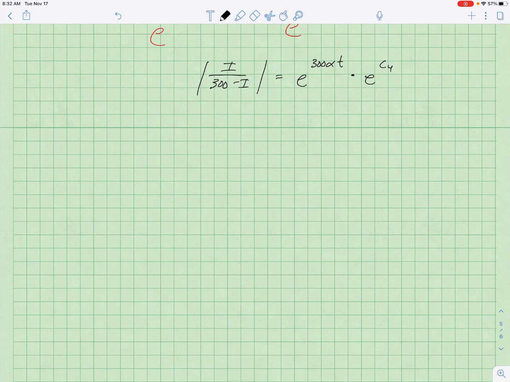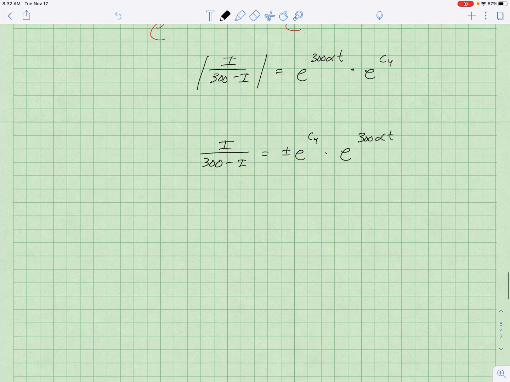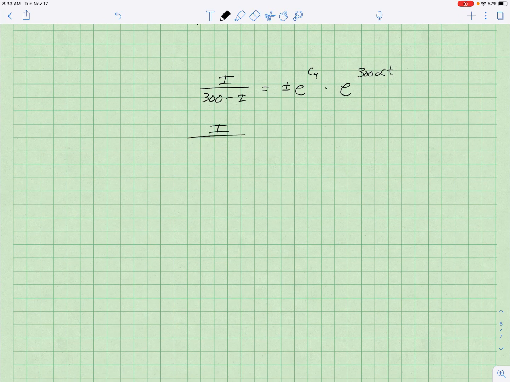And then I'll do plus or minus both sides, and I'll get I over 300 minus I is equal to plus or minus e to the C4 times e to the 300 alpha t. And I'll rewrite that one more time as I over 300 minus I is equal to C e to the 300 alpha t, where C is plus or minus e to the C4 for our consolidation.